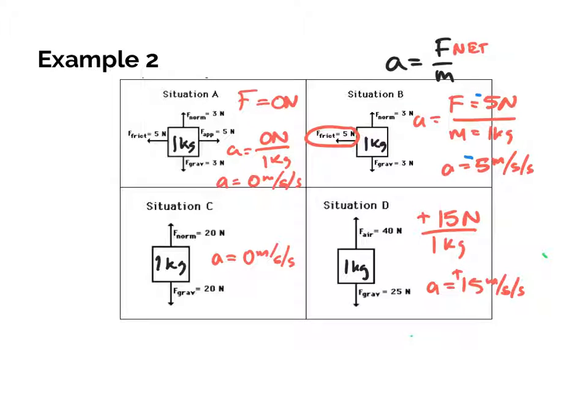So again, what we're doing now is making the connection: look at whether forces are balanced or unbalanced, find the net force, and then use that net force with the mass of the object to find the acceleration. So making the connection now between forces and motion.